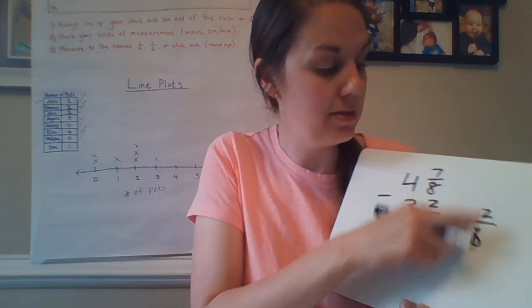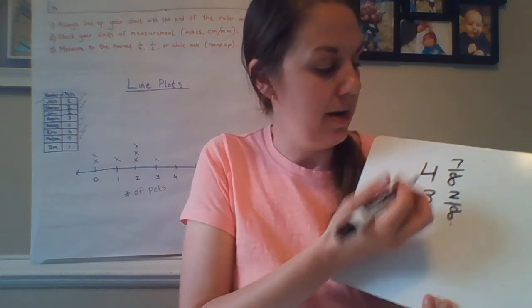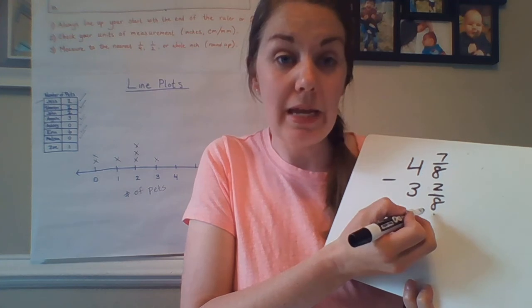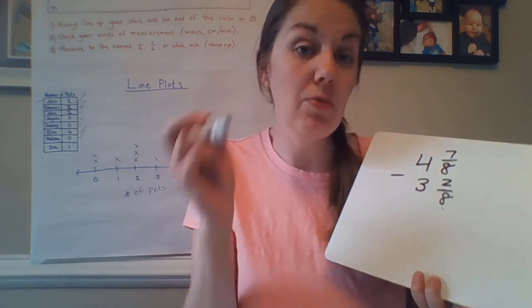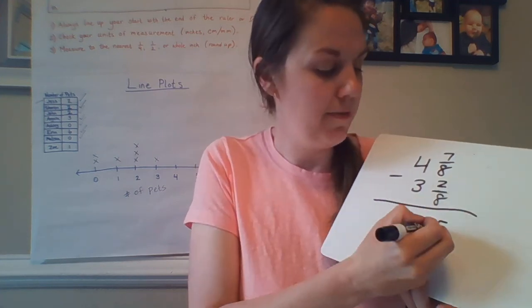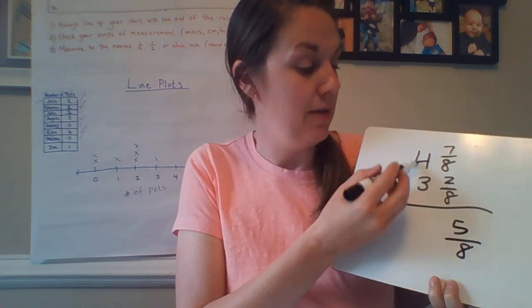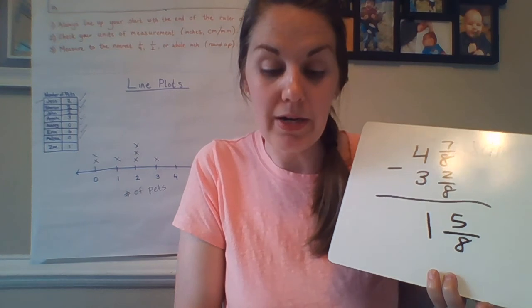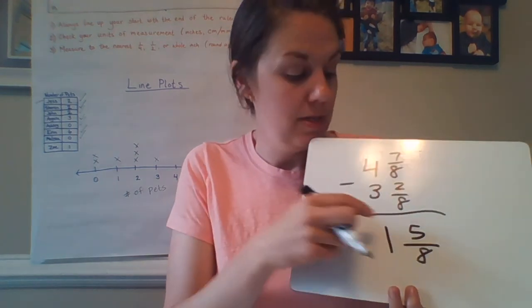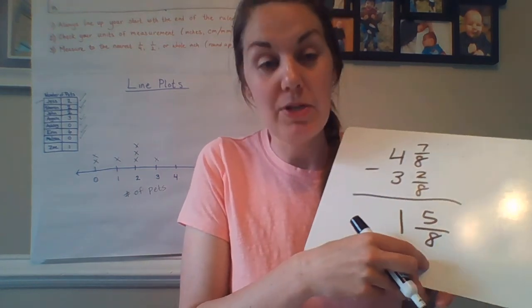So now I can subtract. I have 7/8 take away 2/8. 7 of something take away 2 of something is going to get me 5, and in this case, it would give me 5/8. And 4 take away 3 would give me 1. So there would be a difference of 1 and 5/8 between them.